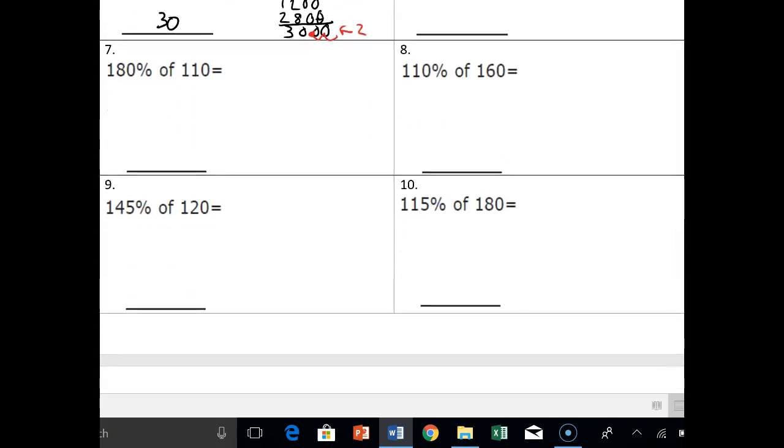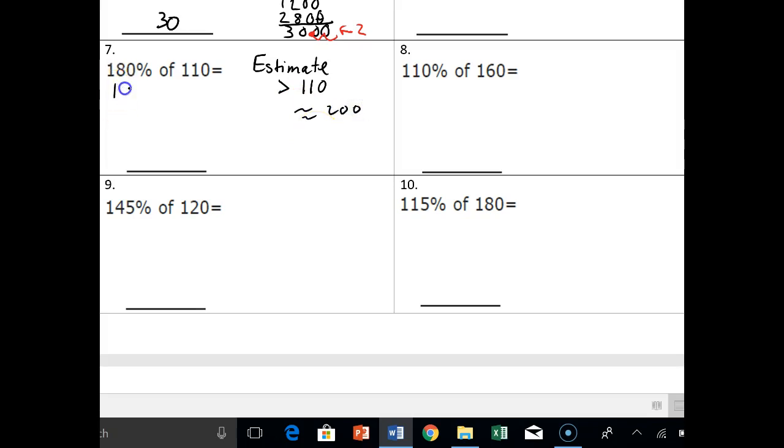Number 7, it says 180% of 110. So first of all, this is going to be an important estimate. If I'm taking something that's greater than 100%, my answer needs to be greater than 110, right? So that's a good estimate, and it's almost 200%. So it's going to be pretty close to about 200. All right. So here we can go.